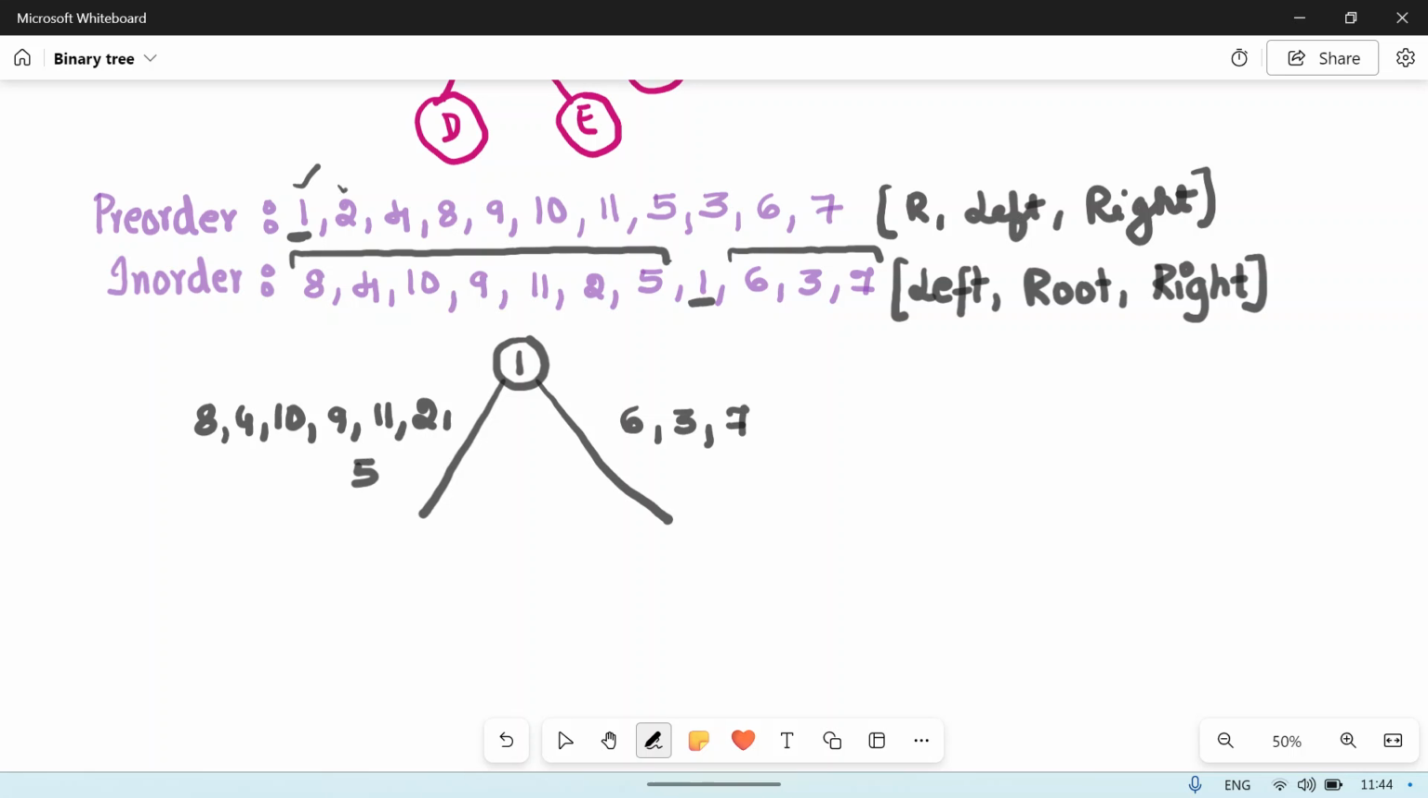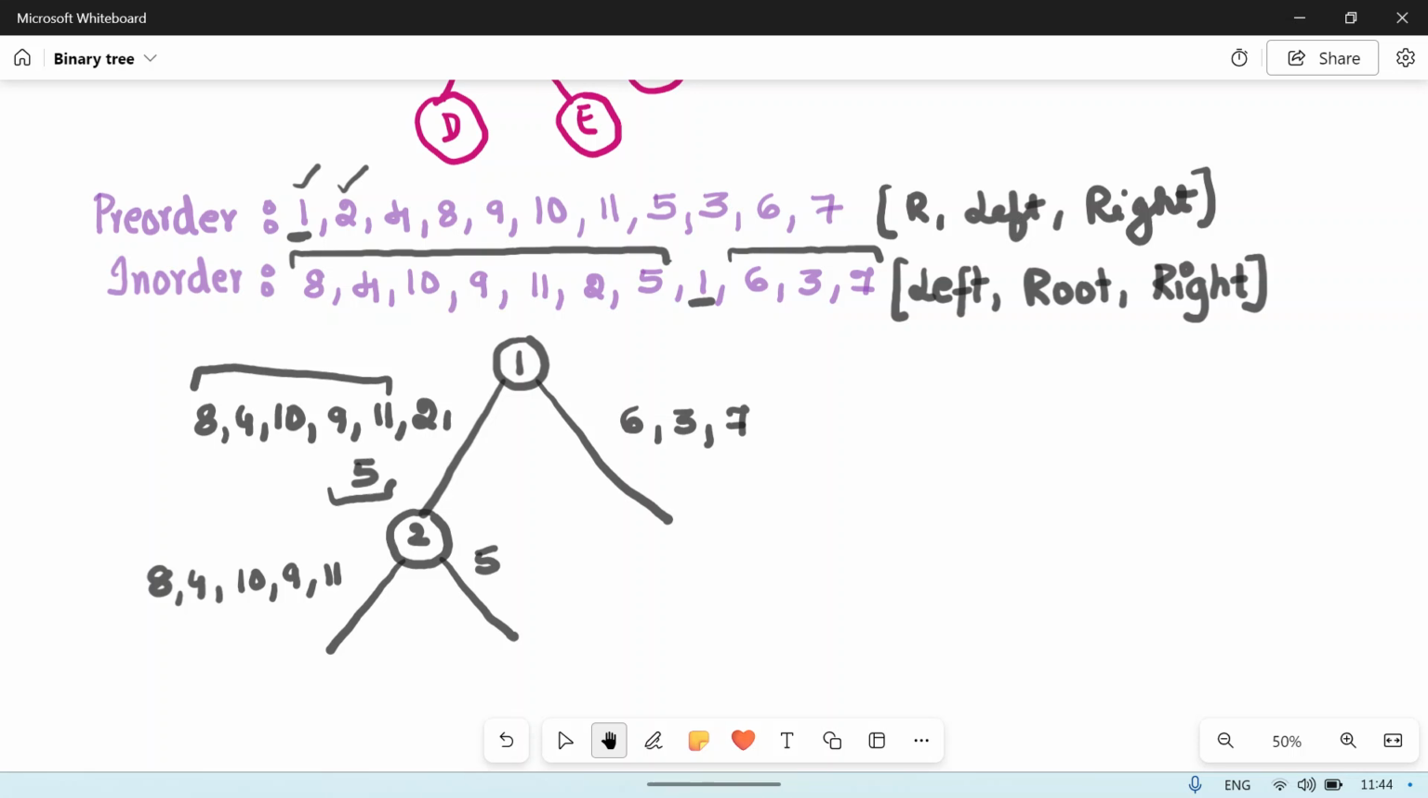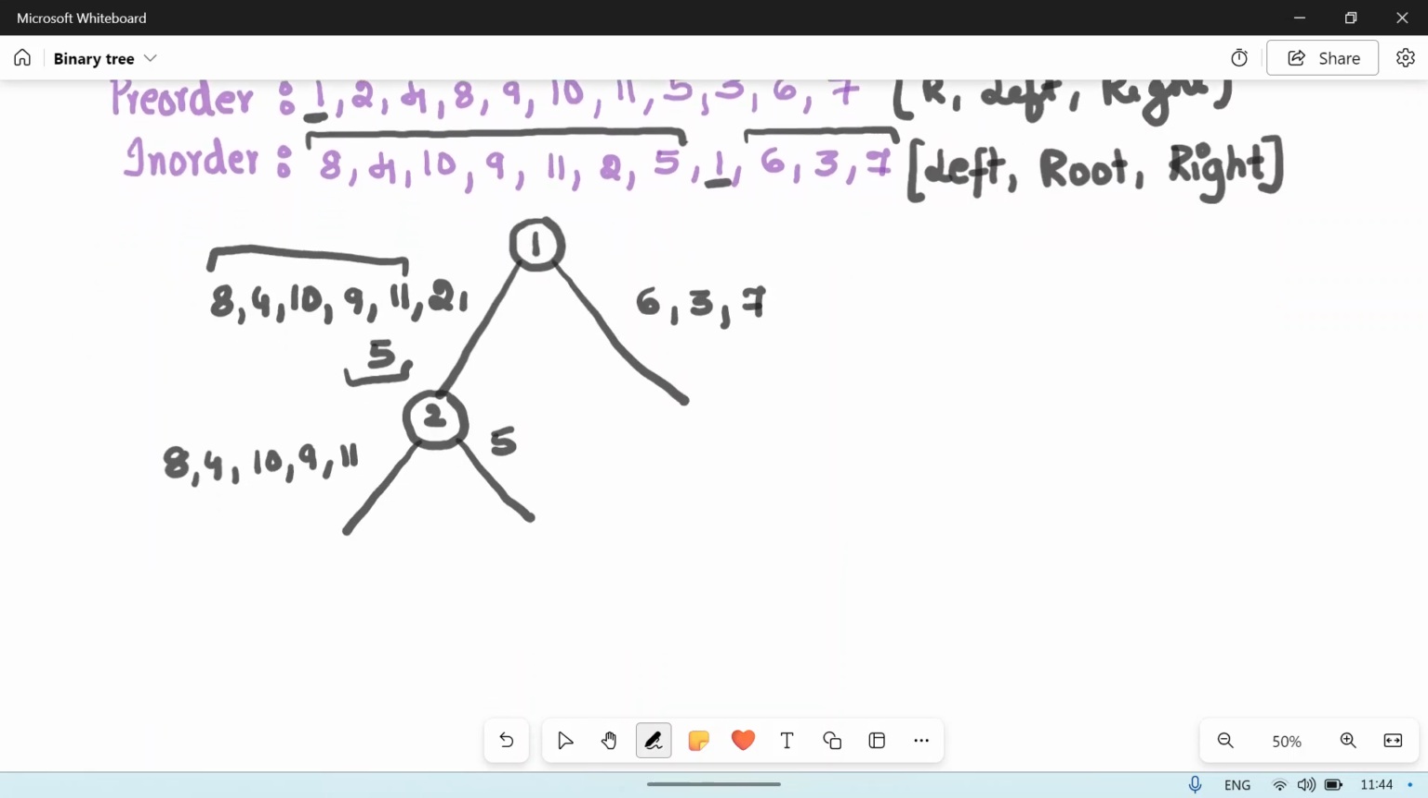So what is the next value I have? 2. So 2 becomes the new root in this tree. The values to the left of 2 are 8, 4, 10, 9, and 11, and to the right is 5. Because there is only one node on the right, 5 will directly take the position.